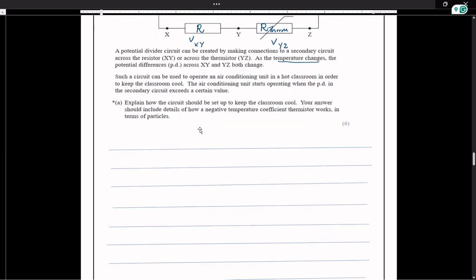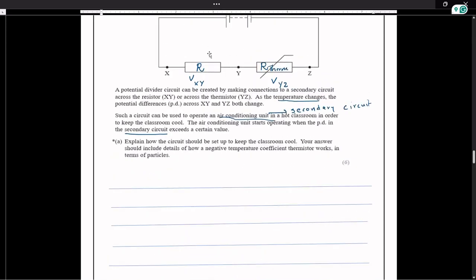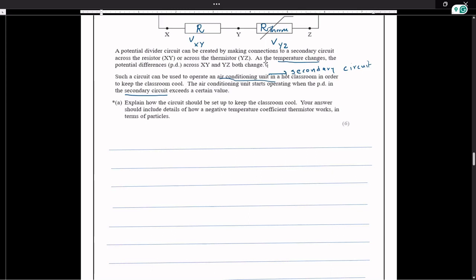So now the question is, such a circuit can be used to operate an air conditioning unit in a hot classroom in order to keep the classroom cool. The air conditioning unit starts operating when the PD in the secondary circuit exceeds a certain value. So the secondary circuit is this air conditioning unit. Another circuit other than what is shown here, that is the AC unit.